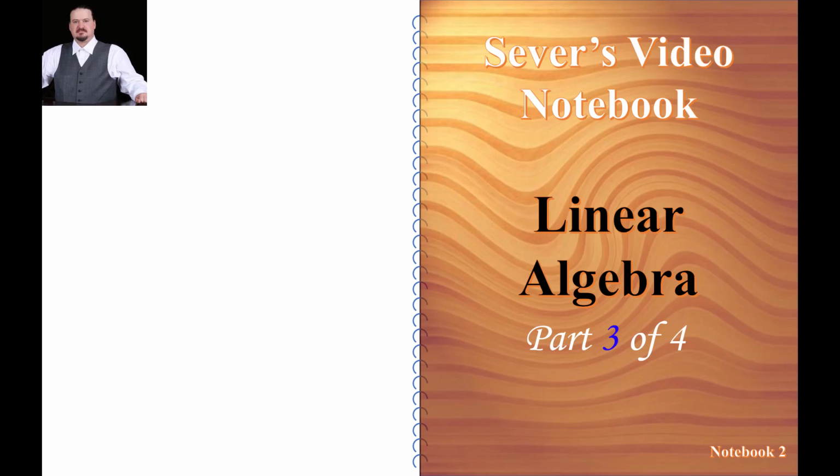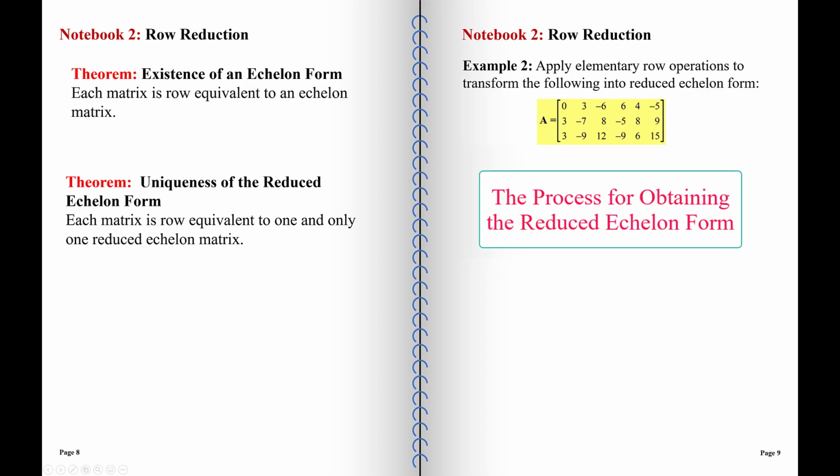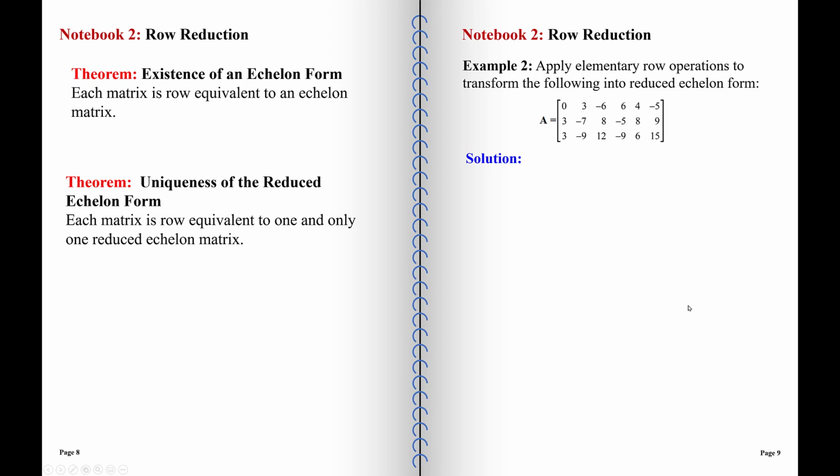Today we're continuing Notebook 2 with Part 3, which will focus on linear equations and linear systems. And in this notebook, we will be working on row reduction. So let's begin. Let's look at this matrix. And now let's put the matrix in reduced echelon form through a series of elementary row operations.